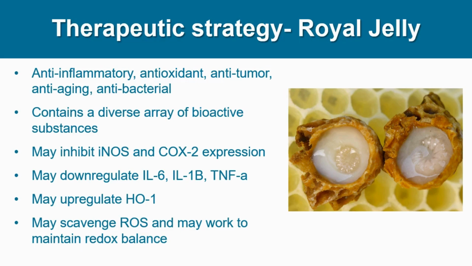It can downregulate IL-6, IL-1 beta, TNF-alpha. It can upregulate heme oxygenase 1, and it can scavenge free radicals and may work to maintain redox balance. The fact that it inhibits iNOS is really cool, because if we have an upregulation of that iNOS and platelet activation, this can actually slow that down.